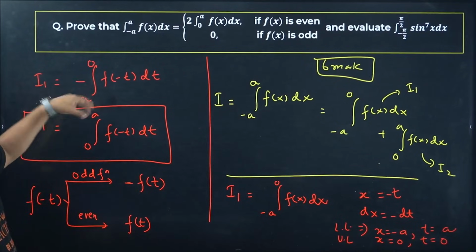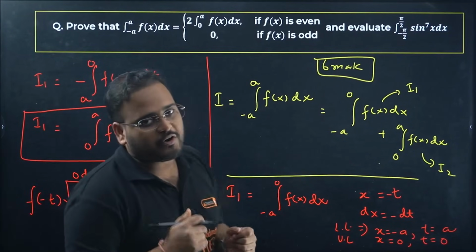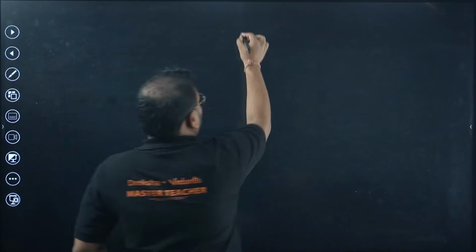Next step is using the minus sign to interchange the limits, and the last and most important step is to understand even and odd functions. So let's apply this learning over here. Check here, I'll go with this.